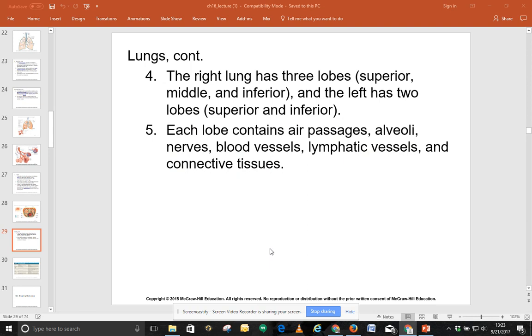The right lung has three lobes, the superior, middle, and inferior. This is on the patient's right side. And the left only has two, the superior and inferior lobes. Now, each lobe contains air passages, alveoli, nerves, blood vessels, lymphatic vessels, which we'll talk about later, how that can affect the lungs, and also connective tissue.